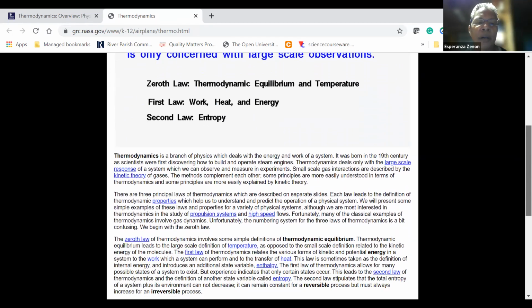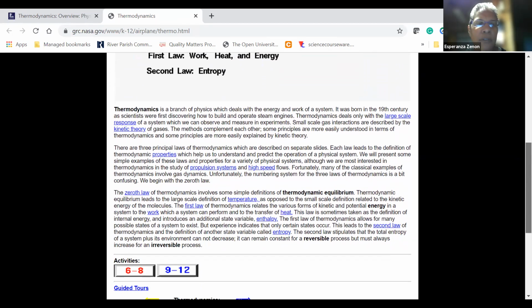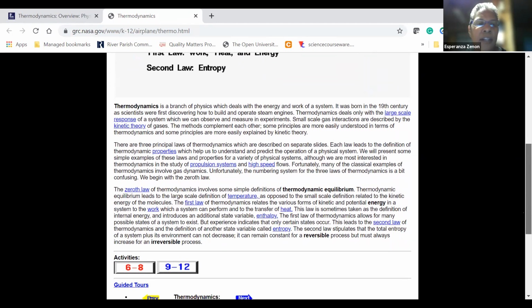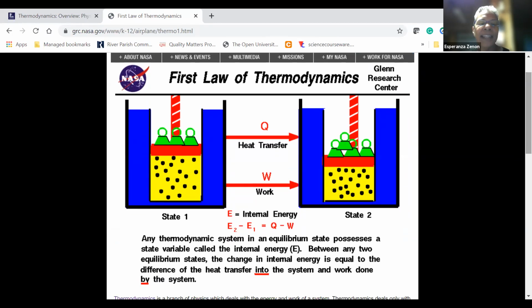Okay, so we looked at the 0th law. Let's go look at the first law. Notice I like this website because I can just click right into it and it opens it right up. And there's a nice visual, okay? So you could imagine that you have this system. In this particular system, they're modeling a heat engine of some sort.